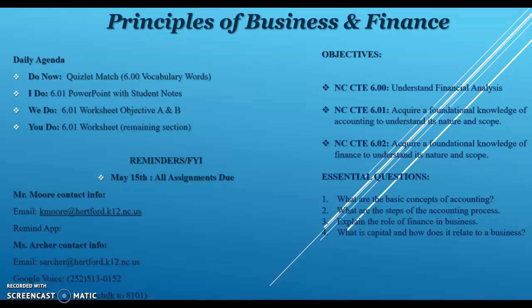So what I want you to do is your Quizlet match with your 6.0 vocabulary words. You don't have to input your score, but I definitely want you to know the vocabulary words. I'm going to be going through the 601 PowerPoint, and you will have notes to complete. We're going to be working on one worksheet today, and it has several sections to it. I'm going to give you the answers for sections A and B, and then you are going to work on the remaining sections on your own.